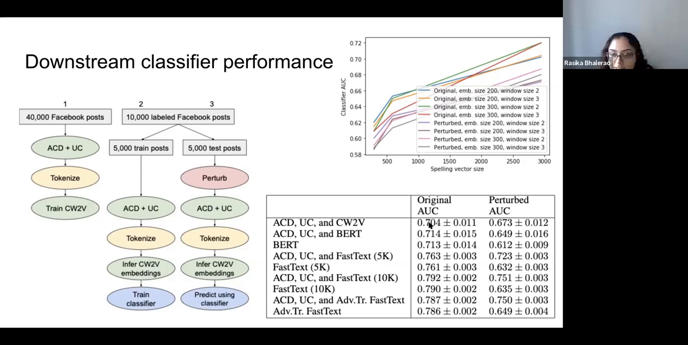You can see the area under the ROC curve, plus or minus the standard deviation. Up in the right, you can see the effect of spelling vector size, the size of that random subset of the vocabulary, and how that affects the area under the curve. And then also the embedding size in the word2vec, and also the window size for the context, the size of the window within which two words would be considered the same context.